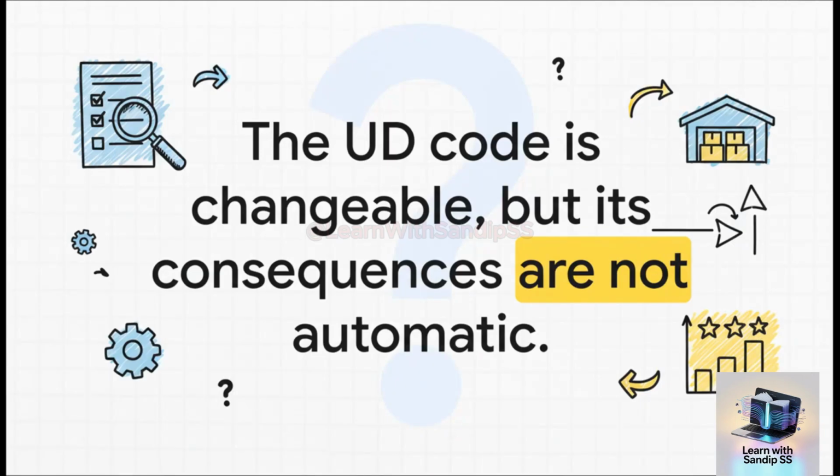So, if there's one thing you remember from all of this, let it be this. The UD code itself, yeah, you can change it. But the inventory posting that it triggered, that's a real-world consequence that you have to manually reverse. Understanding that difference is absolutely key to mastering this process. And now that you know the stakes, the procedure, and how to fix a mistake, you're ready for the challenge.